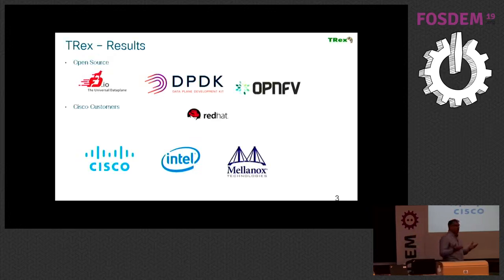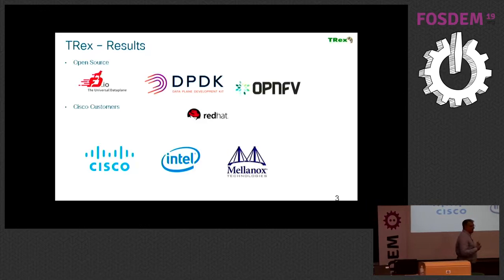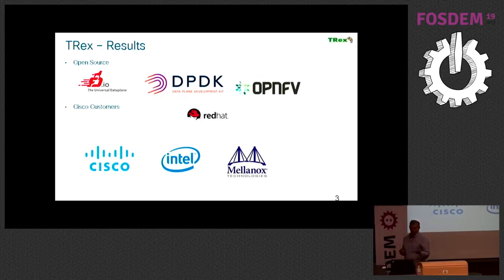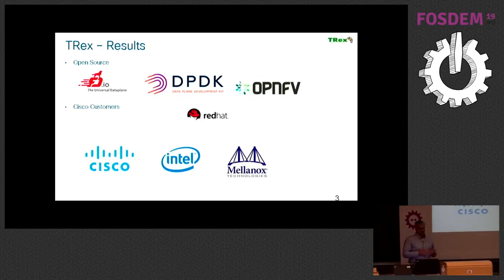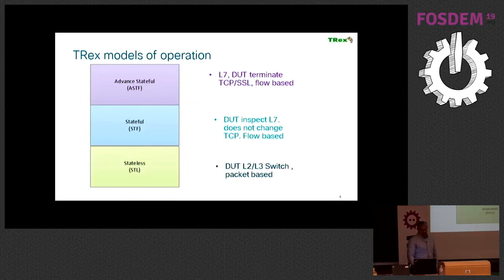The result after we open sourced the traffic generator: it seems that many have the same problem. Many needed a traffic generator to test their routers. So for example, many open source projects started to use TRex, like OpenNFV, DPDK if you want, FIDO, Cisco internally, and many teams in Cisco and Intel and Mellanox, and Red Hat in small. This is from analytics on our documentation. You can see that it's growing, about 1,000 users actively.